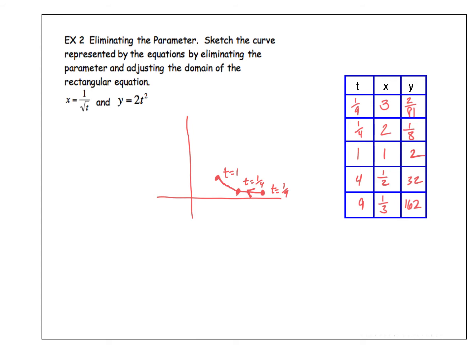When t equals 4, I'm at only a half, and I'm up at 32. So we can see the path of this. And then when t equals 9, I'm at a third, and I'm way up here at 162. So obviously not drawn to scale, but we can see what's happening there, right? And it would continue. Now, if I wanted to remove this parameter, though, what do you think I would do?